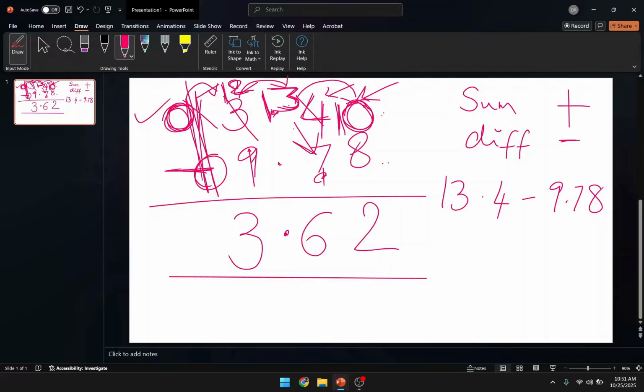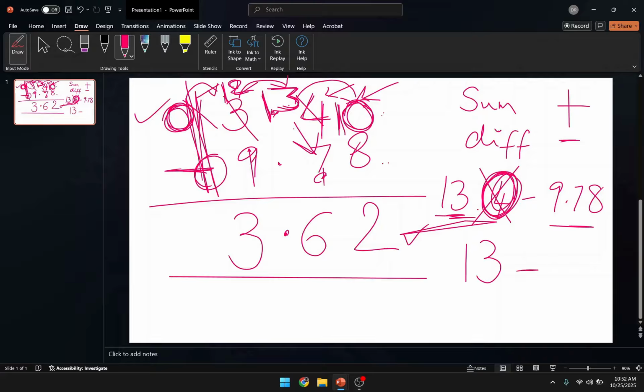So when I give you a question like this, you can just give me an answer like this. Okay, you don't have to do the estimation, but to reassure that you're doing the right thing, let's do the estimation as well. So 13.4, if I round it to the nearest whole number, how do you do that? Look at the tenths place. You have 4. I know 4 is less than 5, so I'm just crossing it off. I'm left with 13. 13.4, the nearest whole number is 13.